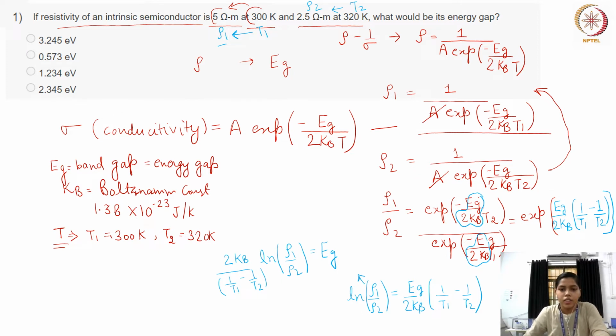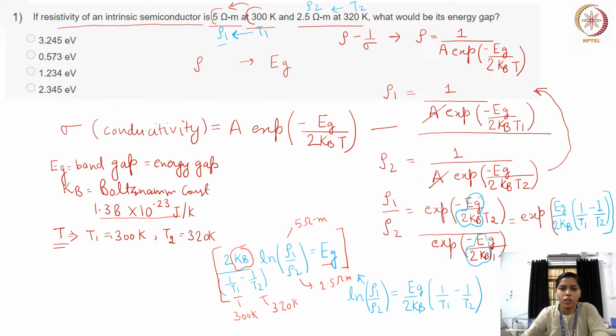Okay, so now you can see that the term which we want to calculate is our band gap value, and here are all the known terms. This is your Boltzmann constant value, so we can write 1.38 into 10 to the power minus 23. T1 is your 300 Kelvin, T2 is your 320 Kelvin. Rho 1 is given as 5 ohm meter, and rho 2 is your 2.5 ohm meter.